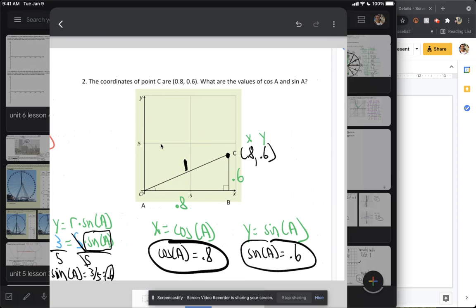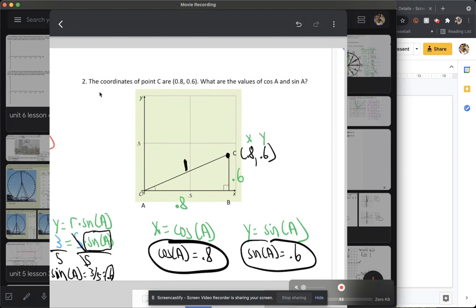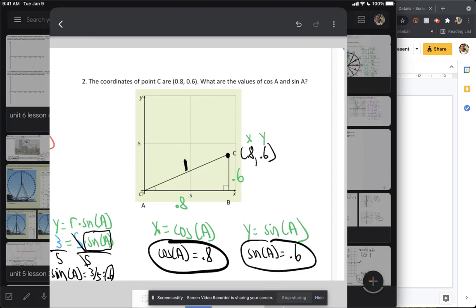Your cool down tonight is going to be just an example, just like I just did here on number 2. So if you followed along, you should be able to do the cool down.